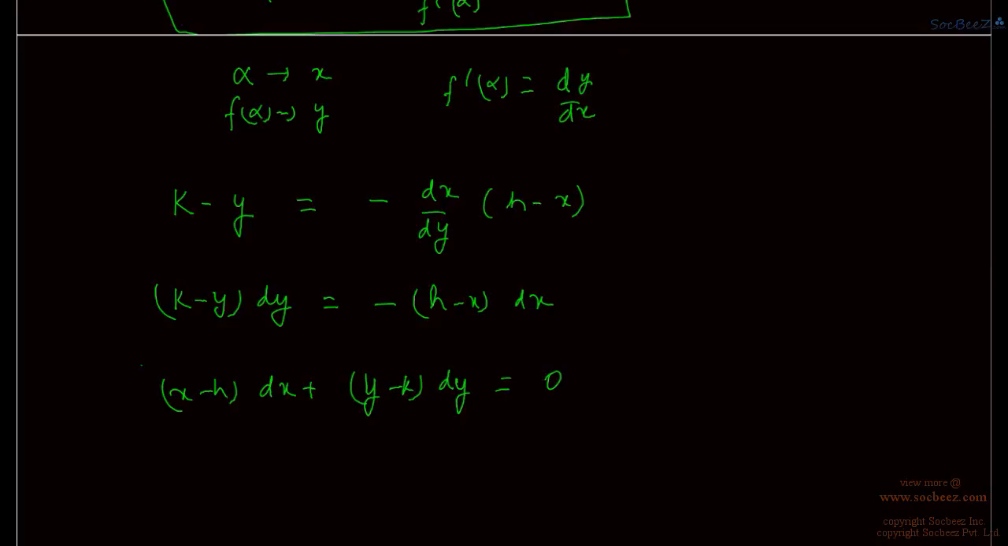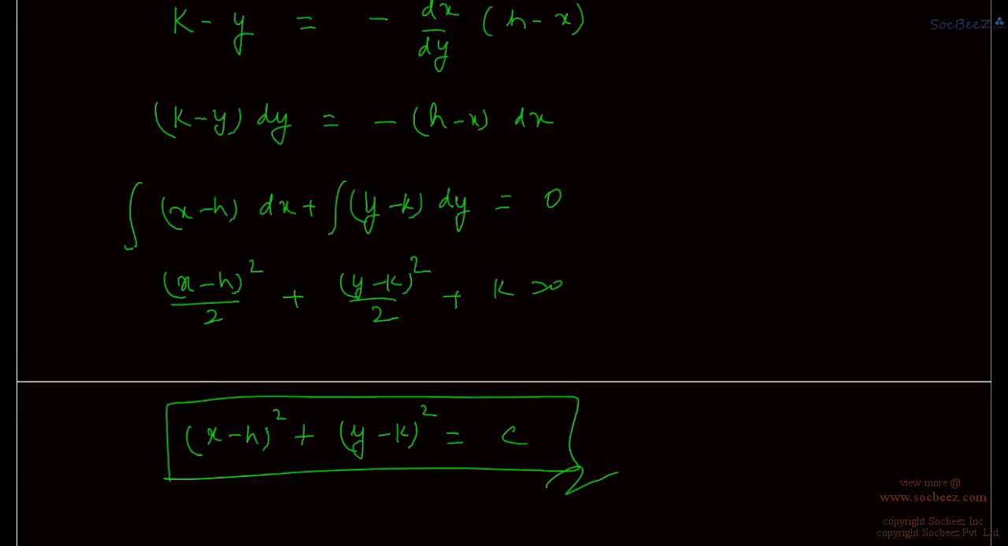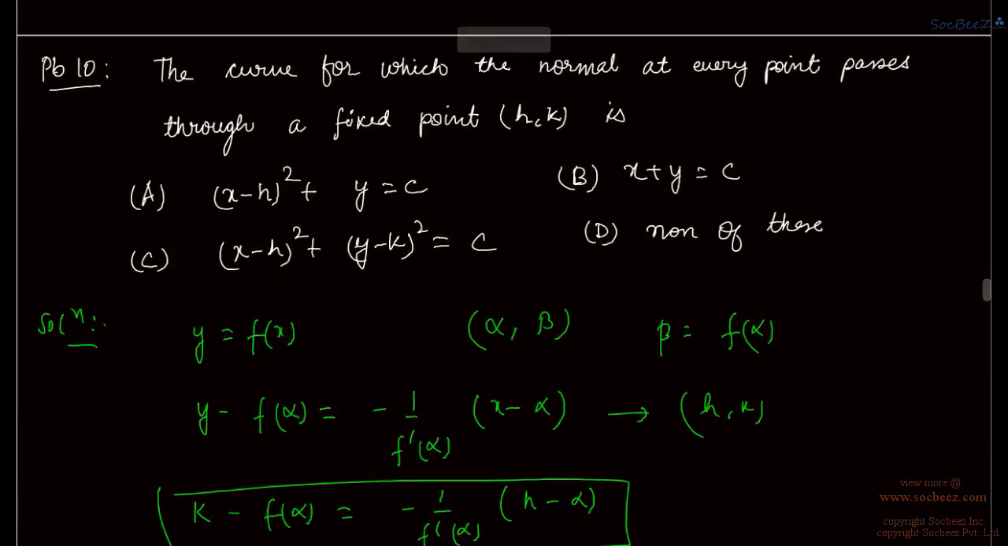So integrating, we have (x minus h) square upon 2 plus (y minus k) square upon 2 plus some constant is equal to 0, or we can write it as (x minus h) square plus (y minus k) square is equal to some constant, say c. So this is basically the equation of a circle. Also you can see that for a circle, at any point if you draw a normal, it always passes through a fixed point which is called the center of the circle, right? So this is something like the case of a circle. So option C is correct here. Okay.